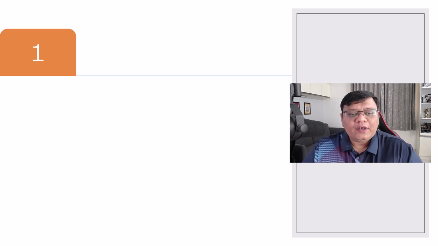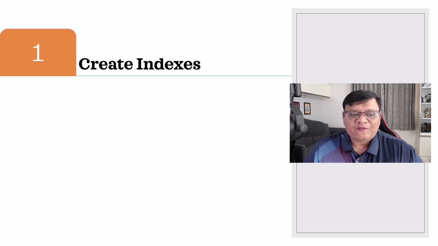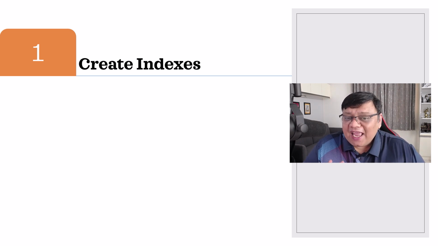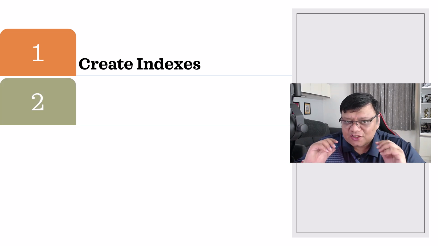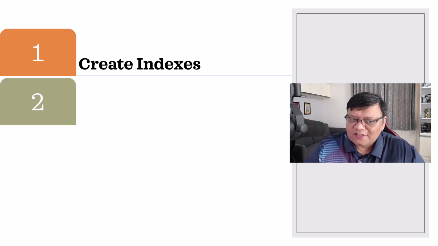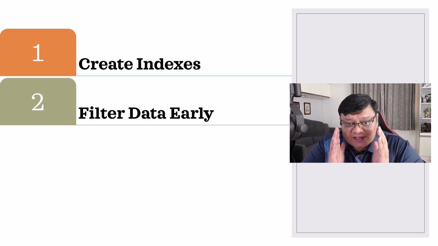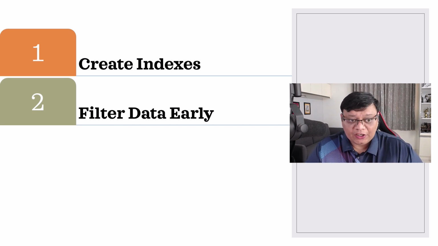Here are some quick tips to avoid or reduce TempDB spills during sorting operations. The very first one is to create indexes. Adding an index on the line item column can help SQL Server retrieve sorted data more efficiently, reducing or eliminating the need for explicit sorting. The next one is to filter data early. Use a WHERE clause to reduce the dataset size before sorting.